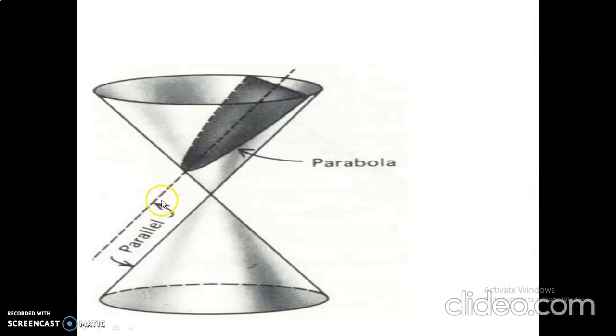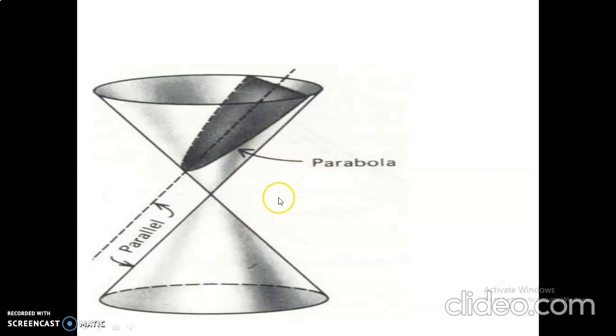So here this is a cutting plane. This cutting plane is parallel to this generator. If we cut the right circular cone with the help of a cutting plane, when the cutting plane is parallel to one of its generators, then the obtained section is called parabola shape. This is the parabola shape.